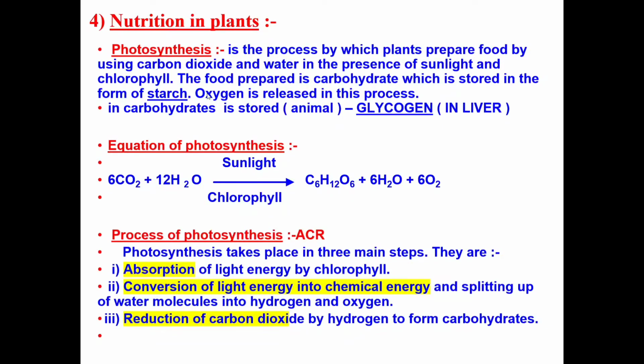So today we are going to begin with the topic nutrition in plants from chapter Life Processes. Nutrition in plants. So plants are autotrophs. Plants अपना खाना खुद बनाते हैं with the process called photosynthesis. This is a process by which plants prepare food by CO2, water, presence of sunlight and chlorophyll.